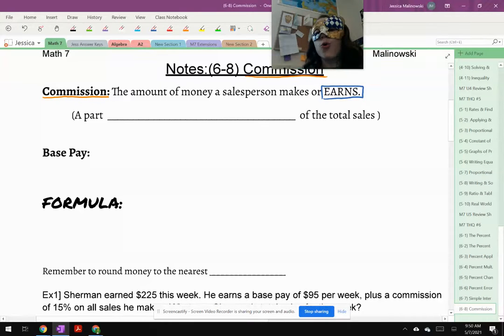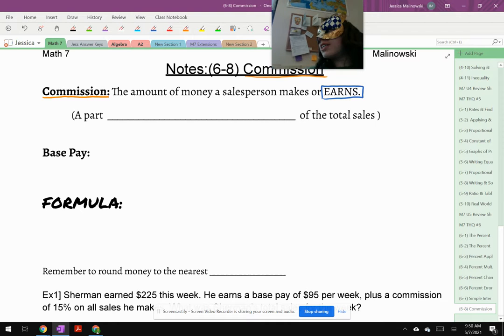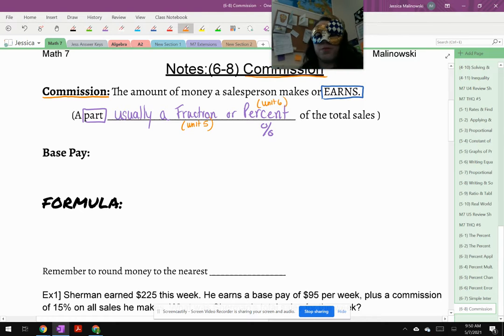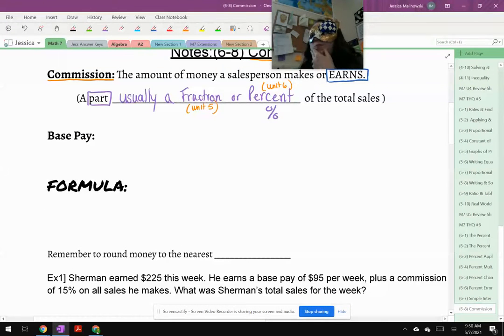Commission is not the total sales. If I sell houses and I sell a house for $100,000, I don't get to keep that $100,000. Commission is a part of the total sales. And when we're talking about that part, it's usually a fraction, like it was in Unit 5, or in this unit, you're going to be seeing it as a percent. Fraction was from Unit 5, and now percent is from this Unit 6 that we're on now. That's why it showed up in both units.